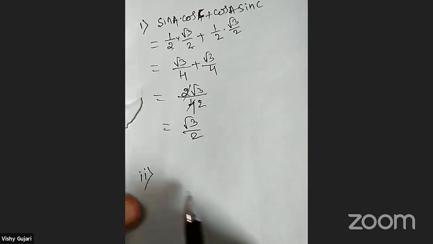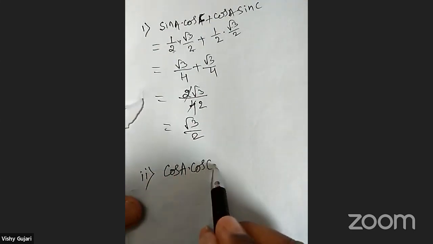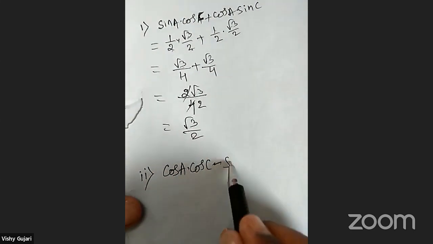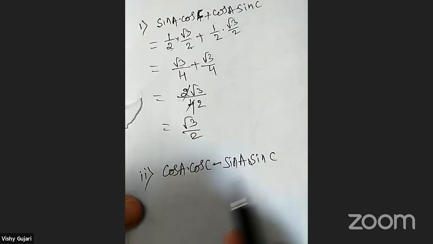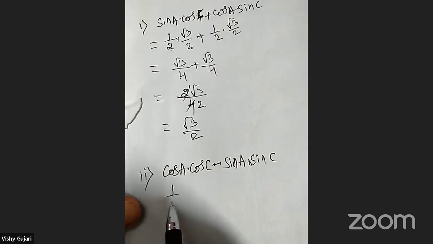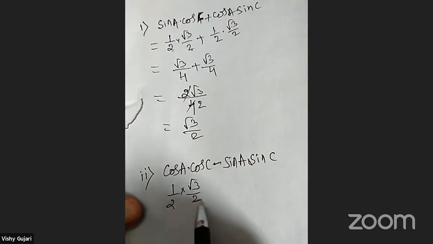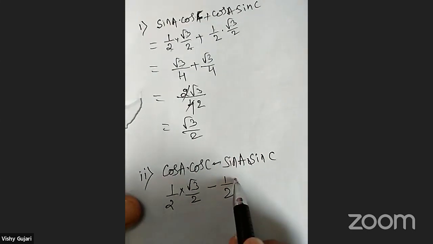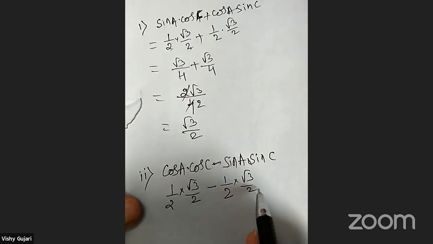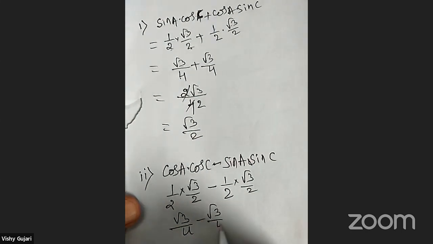The second one is cos A cos C minus sin A sin C. What is cos A? 1 by 2, into cos C, root 3 by 2, minus sin A, 1 by 2, into sin C, root 3 by 2. Root 3 by 4 minus root 3 by 4 is equal to 0.